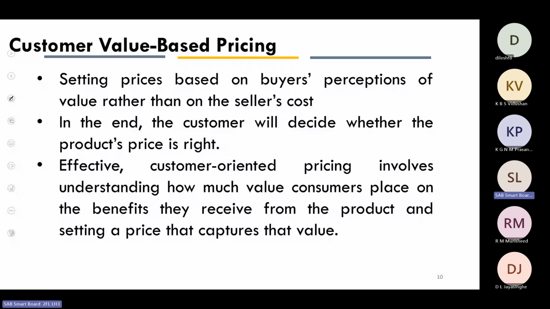It would be okay since customers are getting more benefits. Actually, the iPhone does not cost that much, right? But with the perception that the brand has built in customers' minds, they can go for some high prices, as long as it is accepted by the customers.